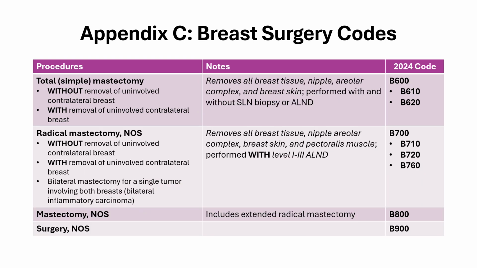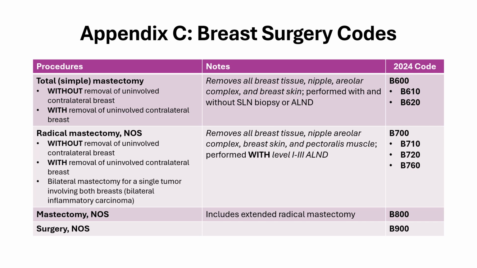Continue with the breast surgery codes. These are the mastectomy codes. So we have total or simple mastectomy, which removes all breast tissue, nipple, the areolar complex, along with the breast skin. This is performed with or without a sentinel lymph node biopsy or axillary lymph node dissection. These are coded to B600 through B620, depending upon whether or not the uninvolved contralateral breast was removed.